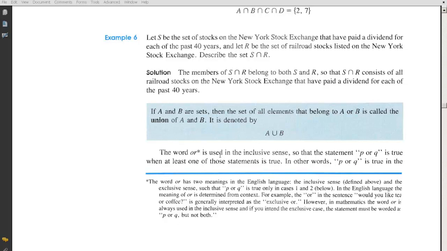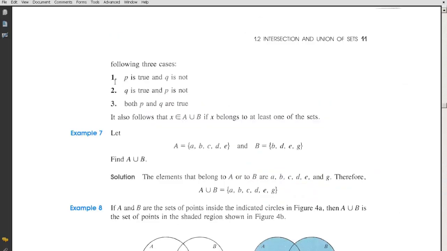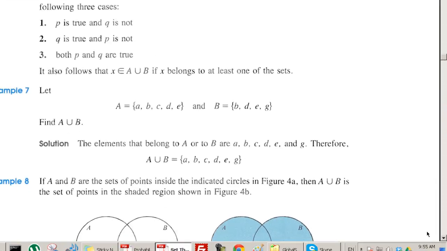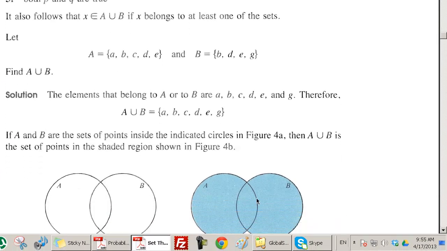And they give a little warning here. The word or, which they use here, is used in the inclusive sense, so that the statement P or Q is true when at least one of those statements is true. In other words, P or Q is true in the following three cases. P is true and Q is not. Q is true and P is not. Both P and Q are true. So when they say it's in A or B, they mean it's in A or in B or in both A and B. So both A and B is also okay.